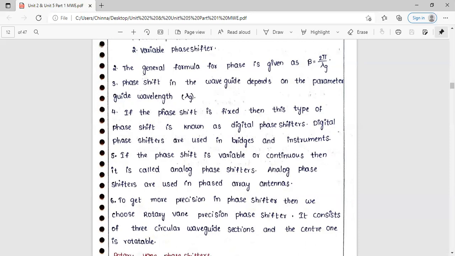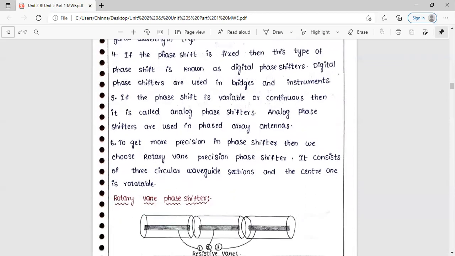So wherever you are using antennas or instrumentation, there you can use phase shifters. Another important phase shifter is the variable phase shifter. To get more precision in the phase shift, we can choose the rotary vane precision phase shifter.